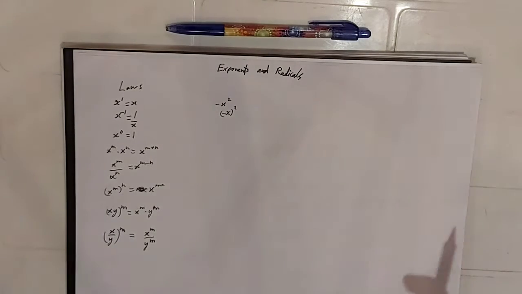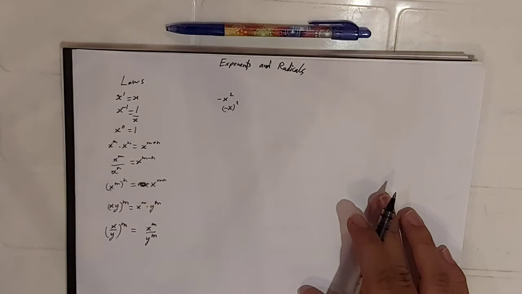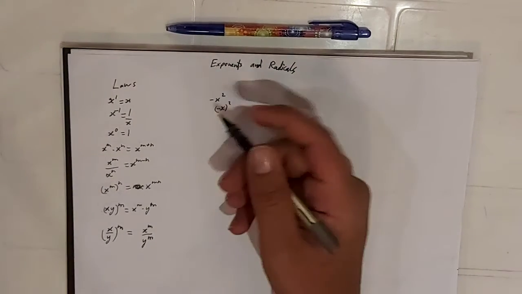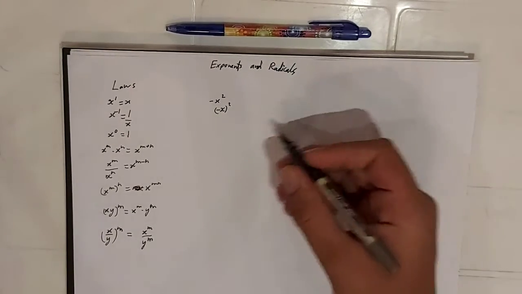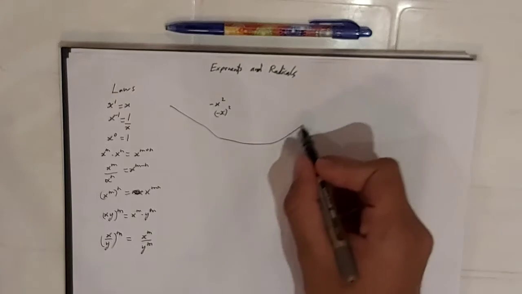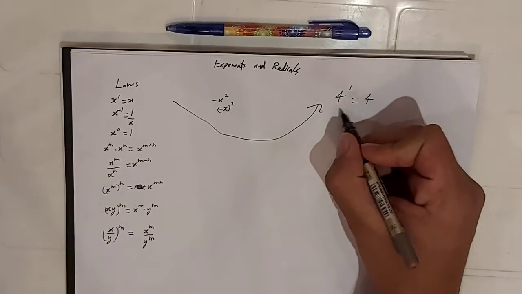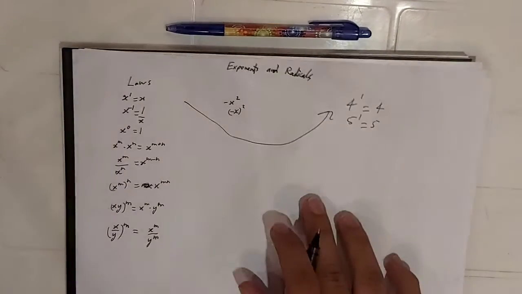So starting, the first law is really easy, you guys would mostly know it. It's x power 1 is equal to x. So anything to the power of 1 is equal to that number itself. Like 4 to the power of 1 is equal to 4, or 5 to the power of 1 is equal to 5. That's pretty easy.